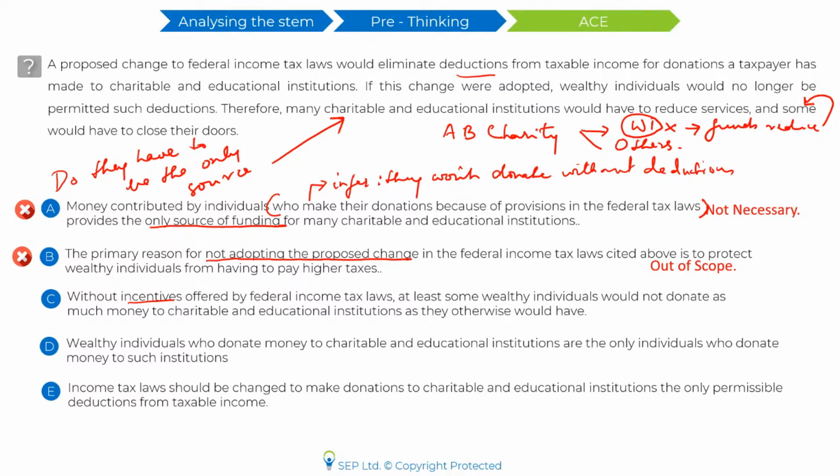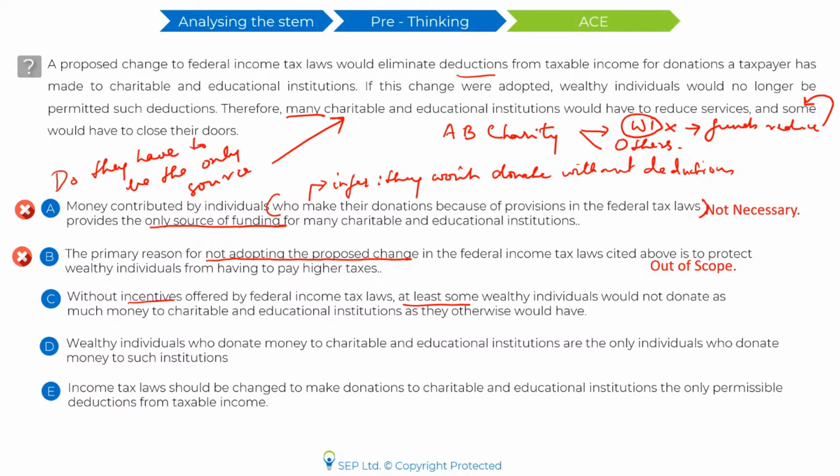Yes, I'm going to keep this. Because at least some means at least one, and here also I had at least one. So C is perfectly in line with my thinking. A necessary requirement for some institutions to shut down should be some money reducing. Okay, great. Let's look at D.